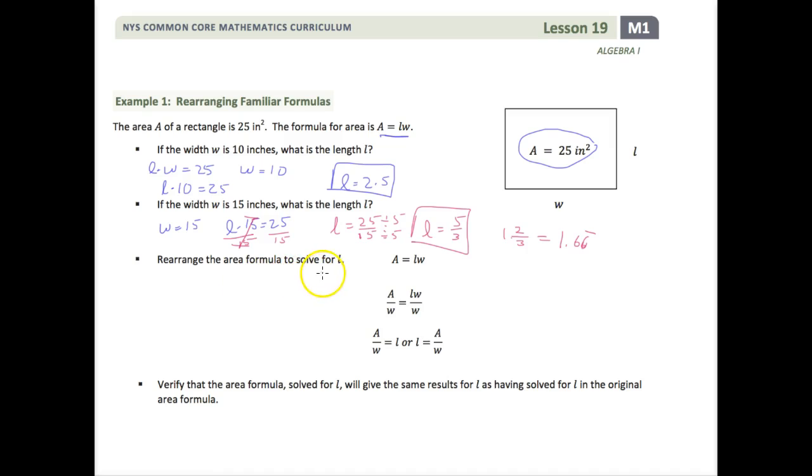Rearrange the area formula to solve for L. So that's what we did. We looked for L, divided both sides by W. That's where this came from. And when we had our 1 here, we got L is equal to A over W. It doesn't matter which order we look at, it works.